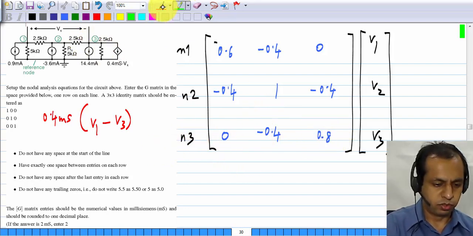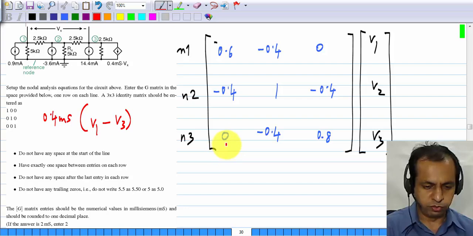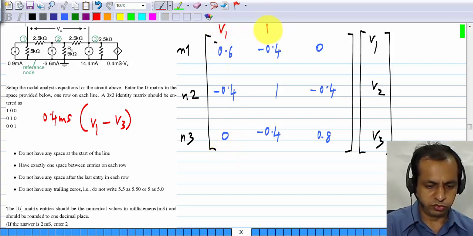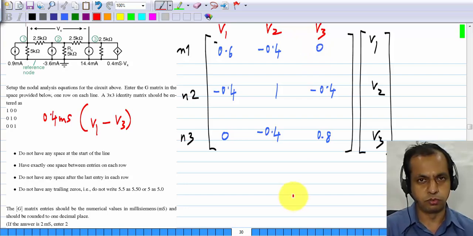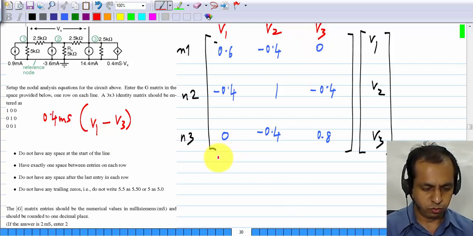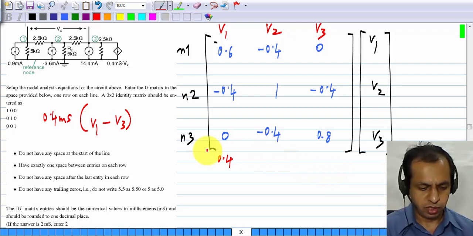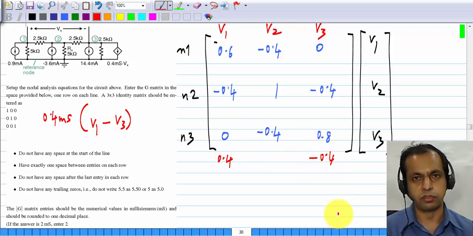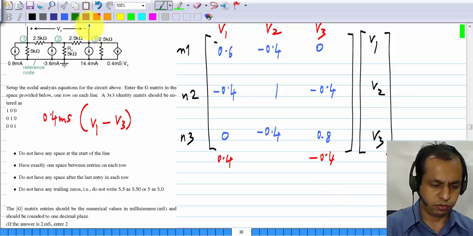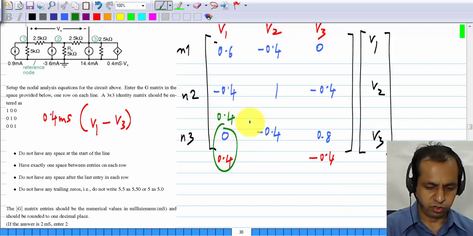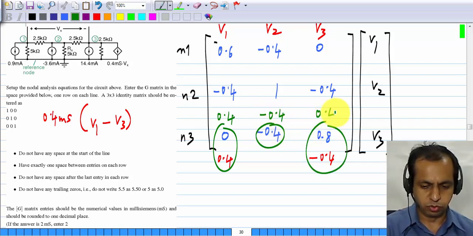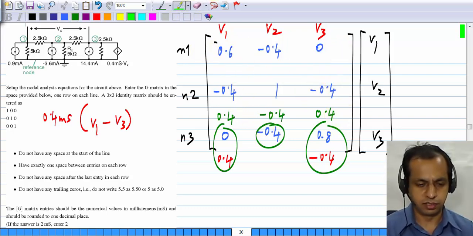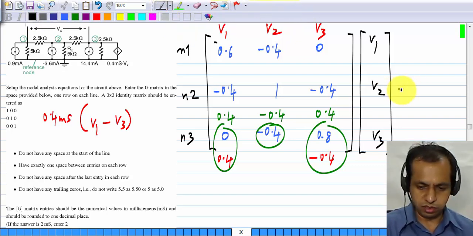So what will we have? By the way, this will be the coefficient of V1, this will be the coefficient of V2, and this column is for V3. So to node 1 we have plus 0.4, and at node 3 we have minus 0.4. If you sum them together you will have 0.4, this will remain as it is, and this will also be 0.4. So the three rows are this, this and that, and that's what you have to enter as the answer. And you need this for the next part.